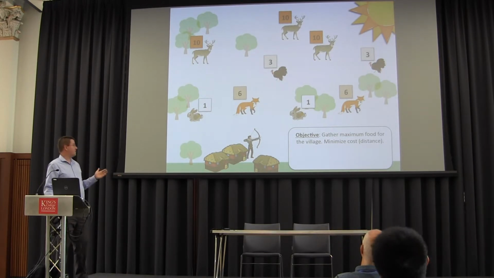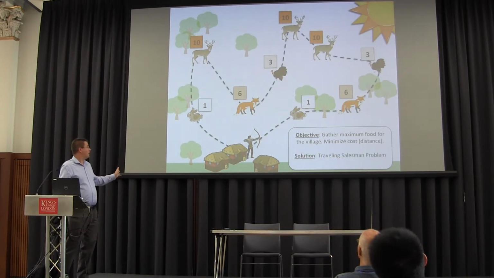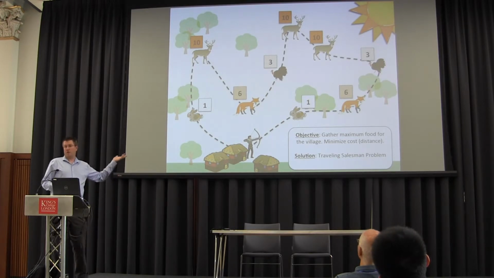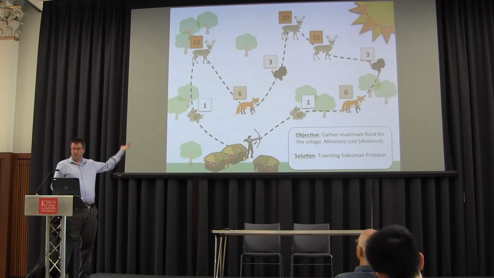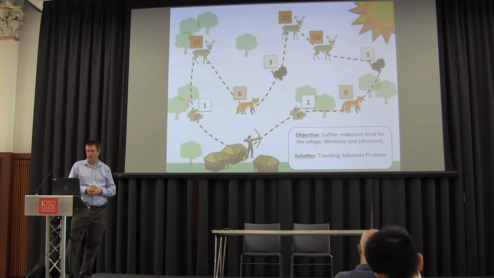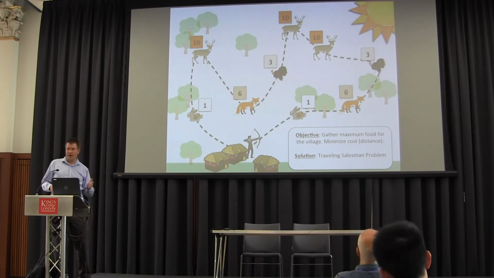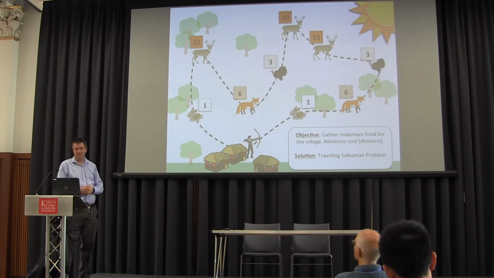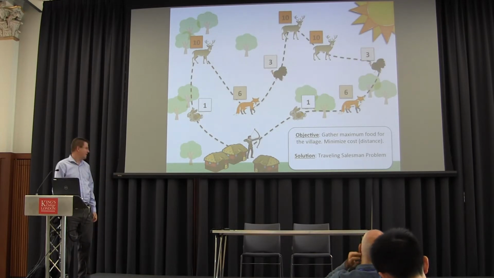Now, in the base case, there's no risk in the environment at all. And clearly, you just choose the shortest path to get all of the food from each of the locations and bring it back. We'll assume that there's no slowdown of the hunter for having to carry all that food. We'll assume he can hold it all on his path.